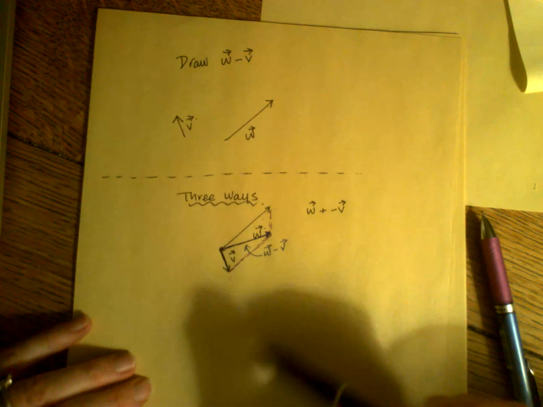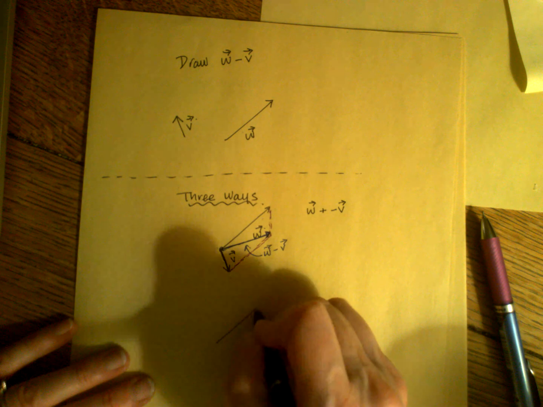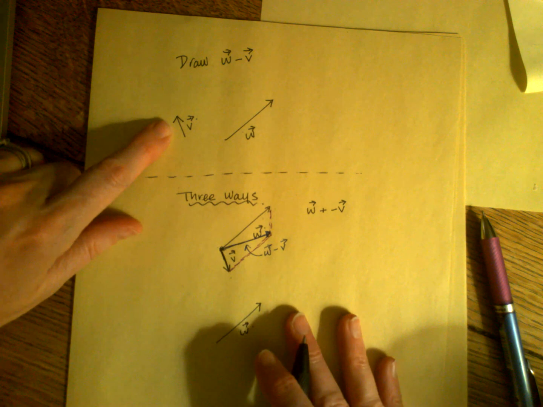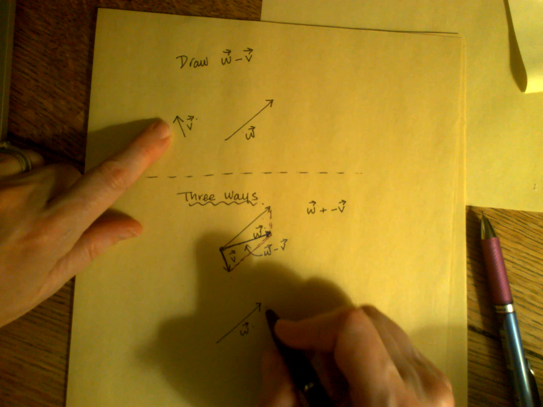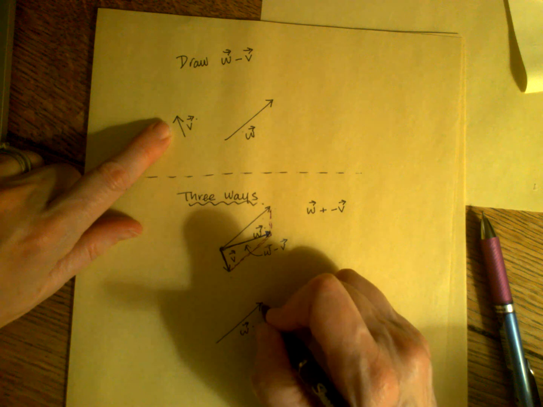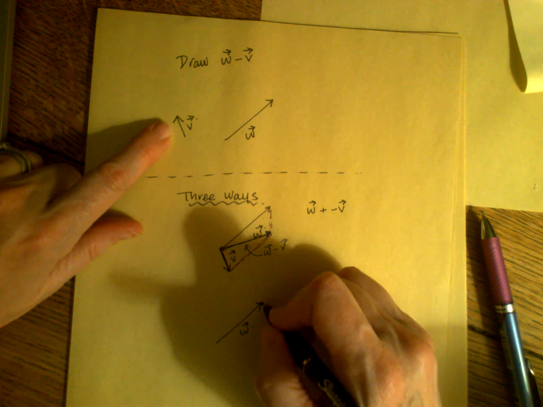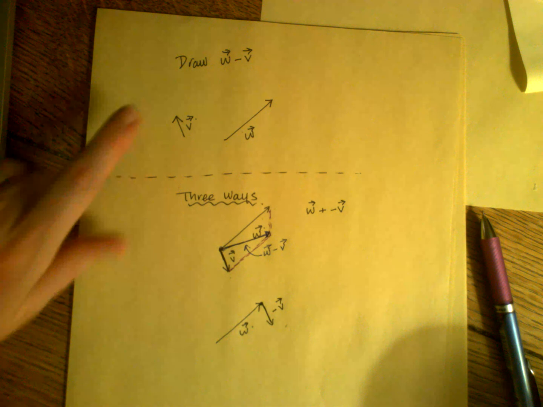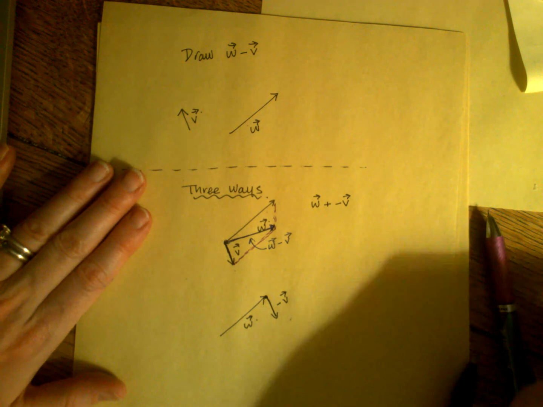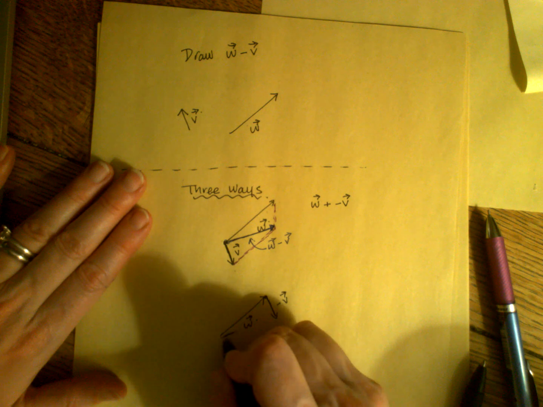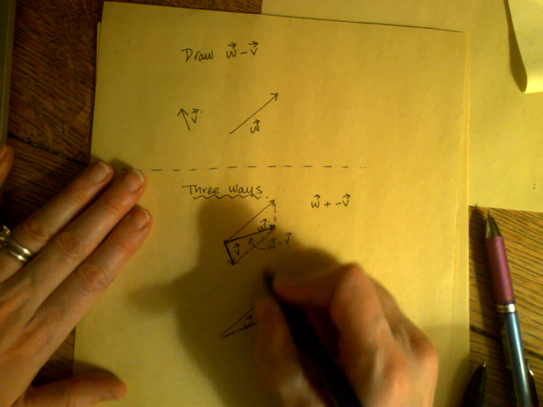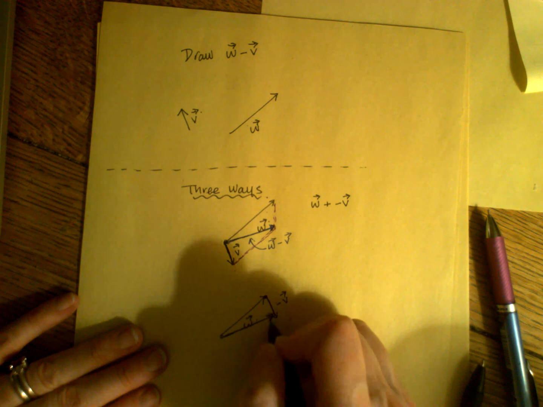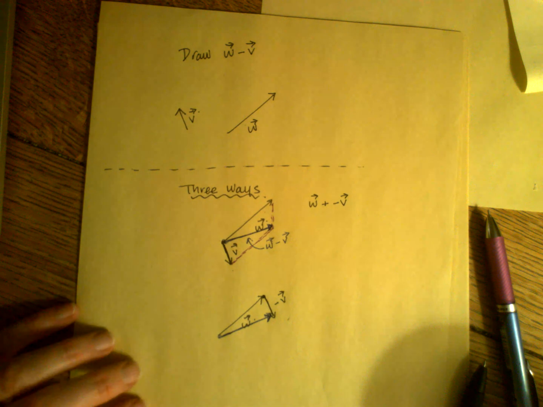Another way, here's W. Okay, here's V. So I'm taking minus V, and I'm going to do the head to tail method. So I'm going to put minus V starting at the head of W. Minus V is going like that. So here's W plus minus V. So this is the head to tail method. And again, here's the resultant. Okay, these should be the same length right here, and they should be parallel to each other. So that's the resultant. So that's another way to do it.